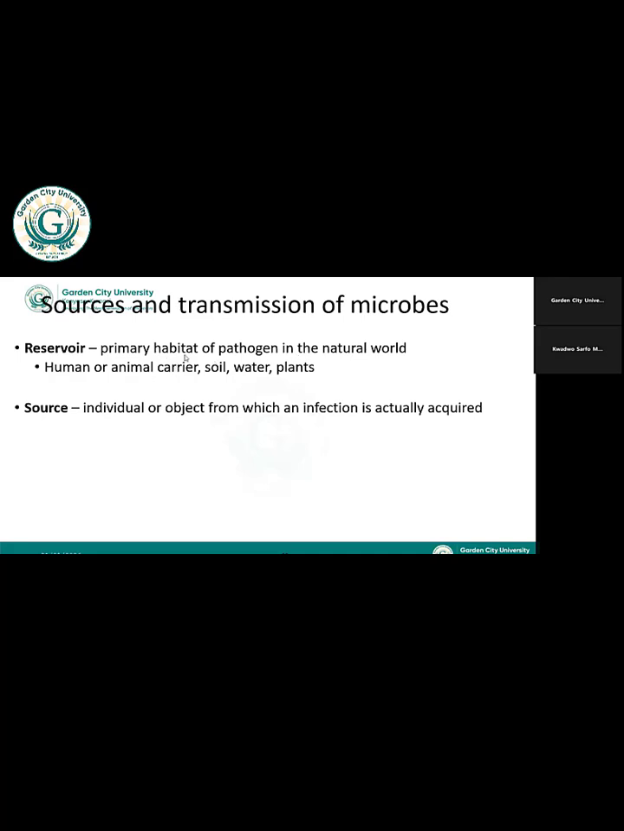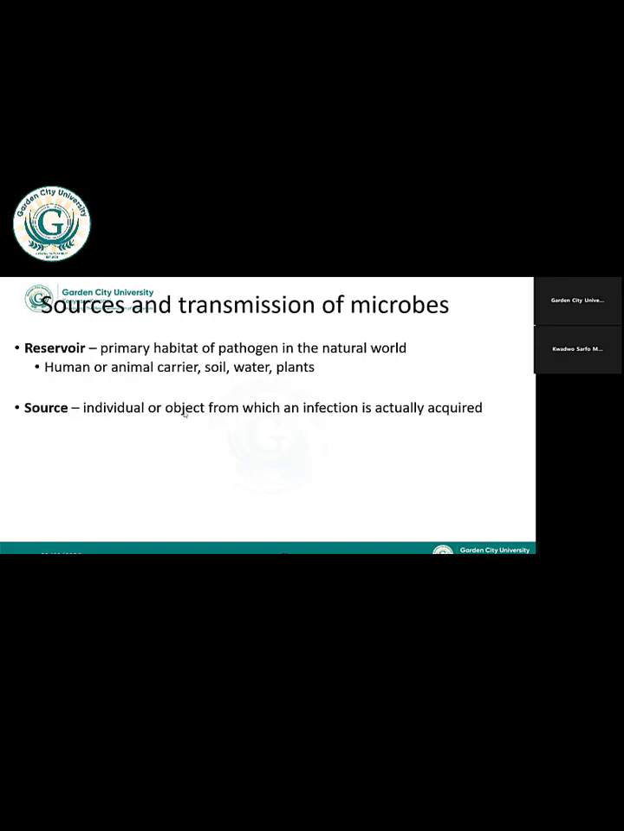So this is the primary habitat of the infectious agent. And mostly, because these are primary habitats, some of them will not show symptoms in the case of the humans and the animals. And they can shed these into the environment, or others come into contact with them and they are able to get the infection. So when you talk of a source, we can have the individual being a reservoir and a source at the same time.